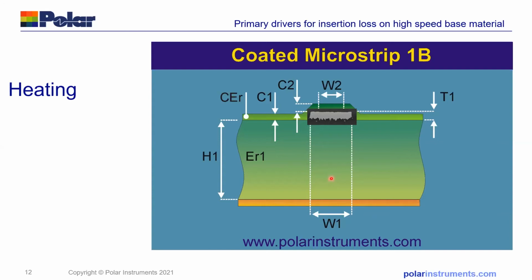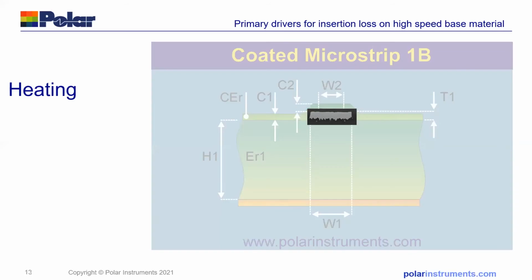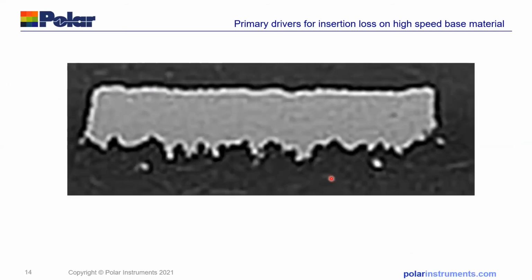But copper roughness is important, and it's important that we model that roughness when we look at the insertion loss. I've just blown it up really large there, and again you can see on some earlier types of copper foils you get a really rough surface profile.